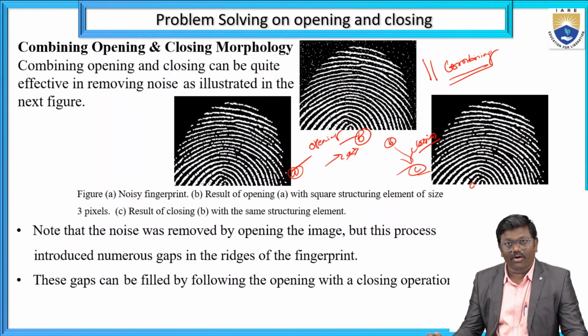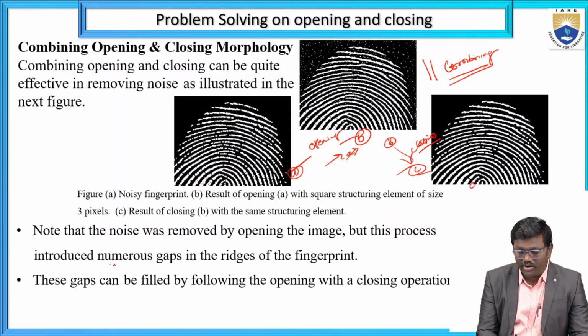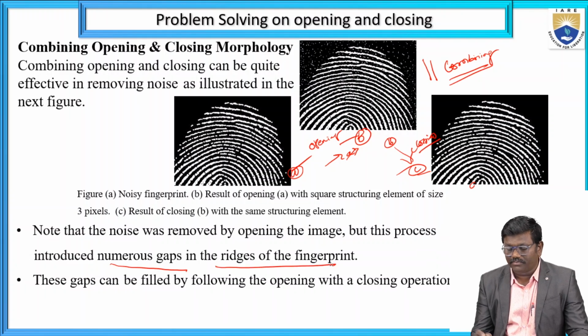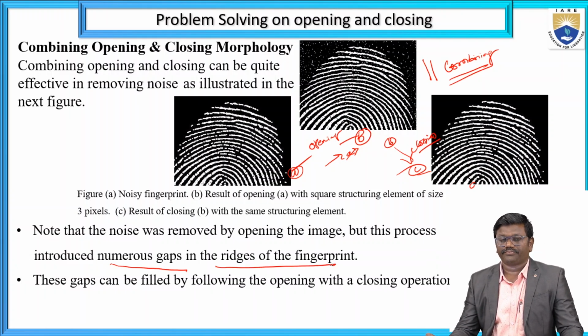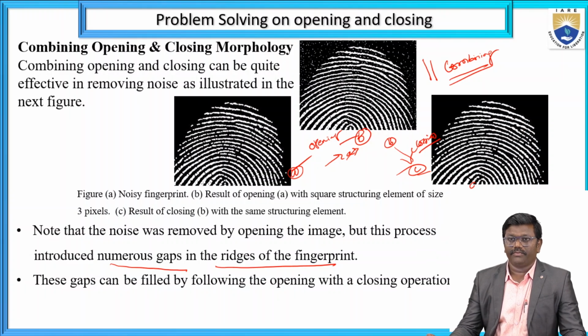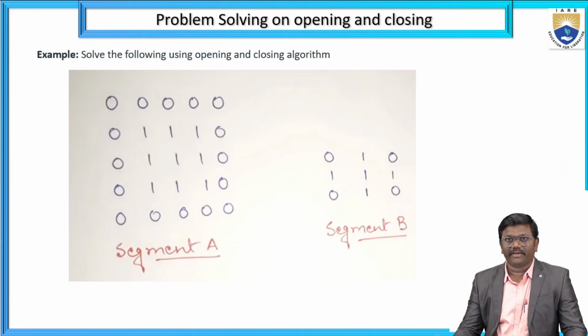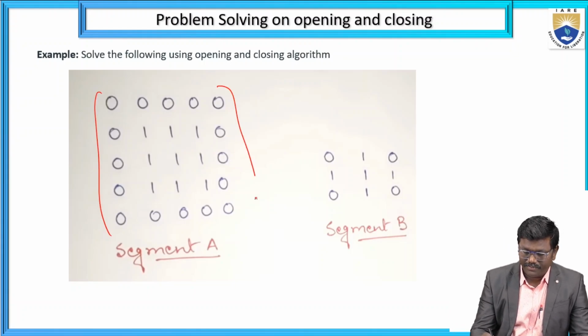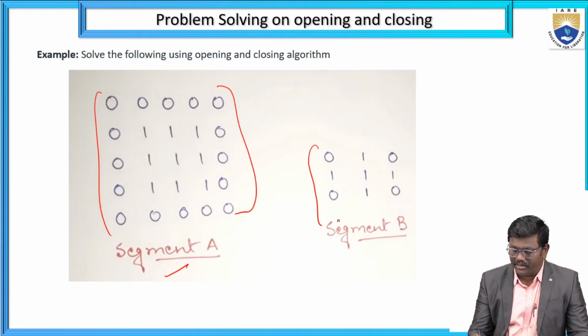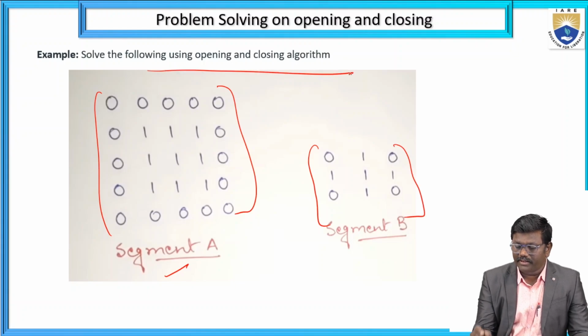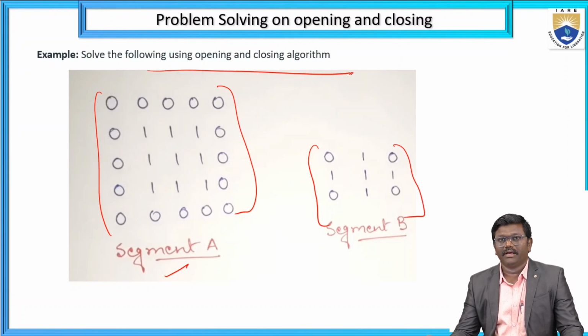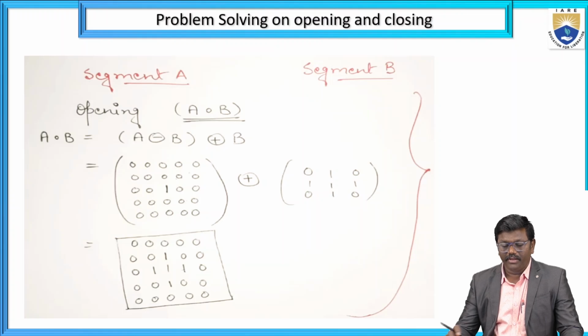Note that the noise is removed by opening the image, but this process introduces numerous gaps in the ridges of the fingerprint. These gaps can be filled by following the opening with a closing operation. So let us take an example which I have written here by pen, with segment A and segment B. We are applying the opening and closing methods.